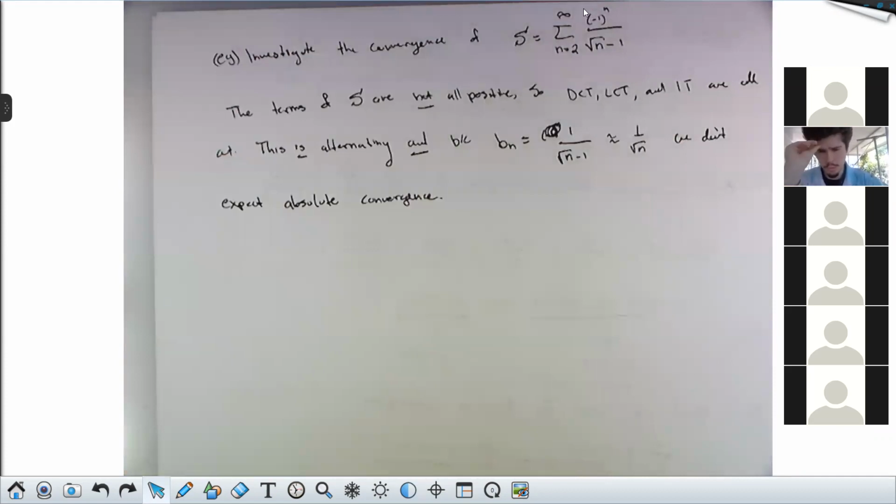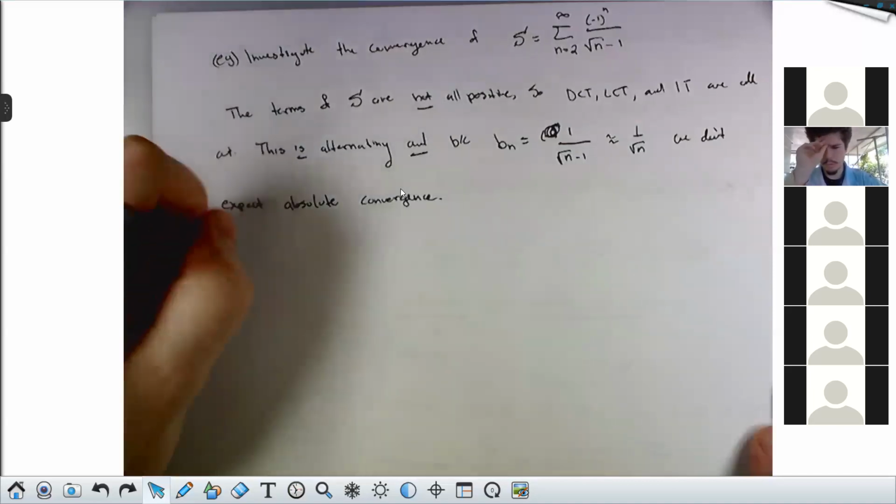Right? If I threw away the -1 to the n, if I didn't make this alternate, if I just took the positive parts, the bn's, those are like 1 over root n, that would be a p-series with p equal to 1/2, which would be divergent. So I don't expect this to converge absolutely. Therefore, I have an alternating series that I don't think converges absolutely. I should use the alternating series test.